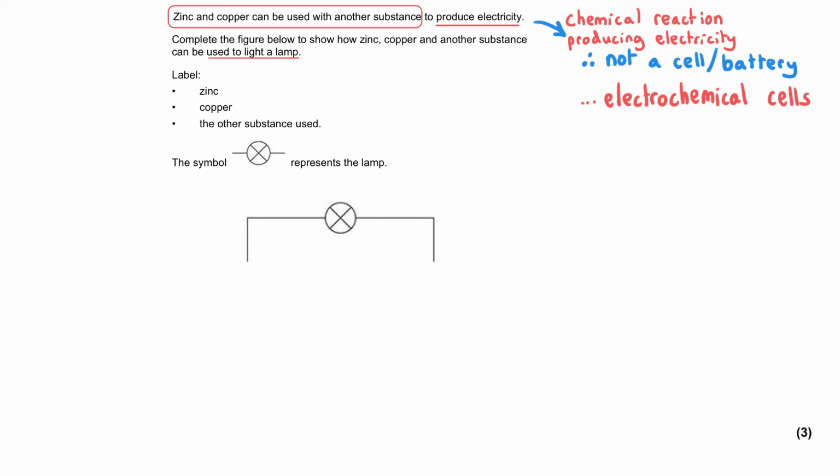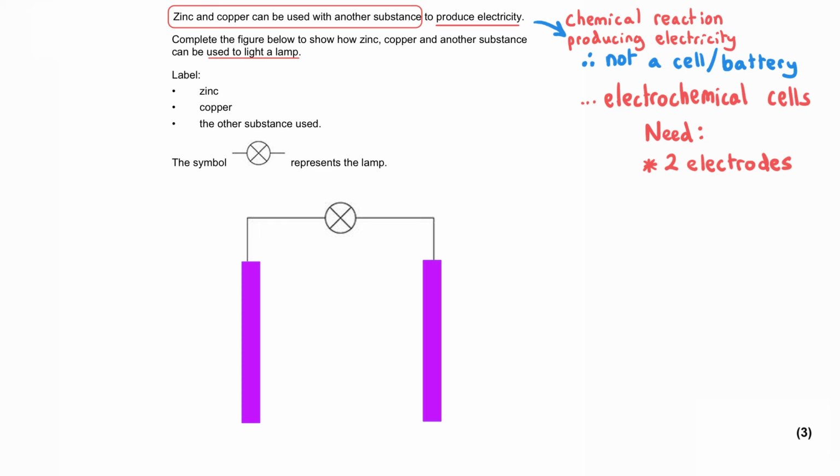And to make an electrochemical cell, you need to know that we need to have two electrodes that could take part in the chemical reaction. And so we will need an electrode that is made of zinc and an electrode that is made of copper. And that would be our first marking point here. So right now we've got 1 mark.